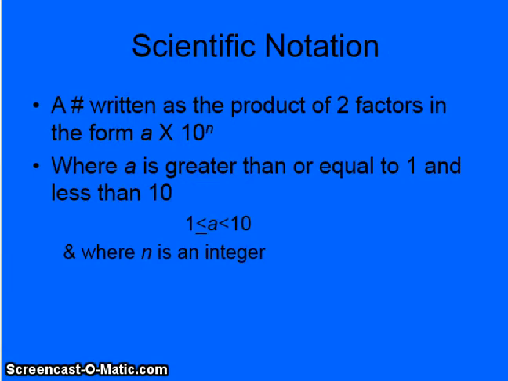So what is scientific notation? Scientific notation is a number written as the product of two factors, and it's always written in the form a times 10 to the nth power. So a is some number that's greater than or equal to 1 and less than 10. So it's some number between 1 and 10. It can be 1, but it can't be 10. And n is an integer.